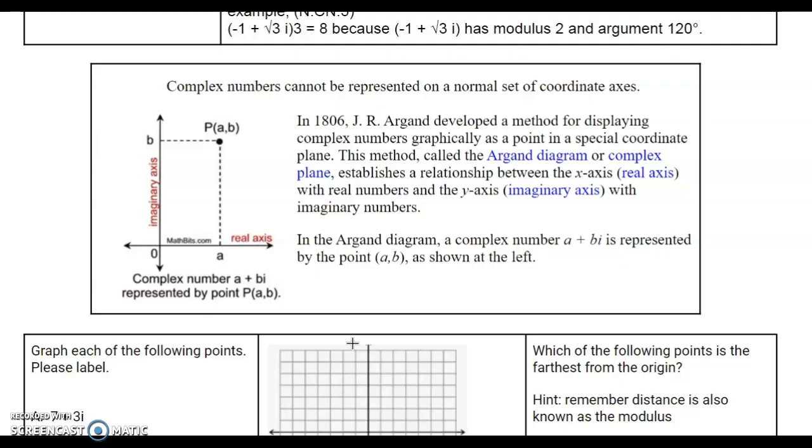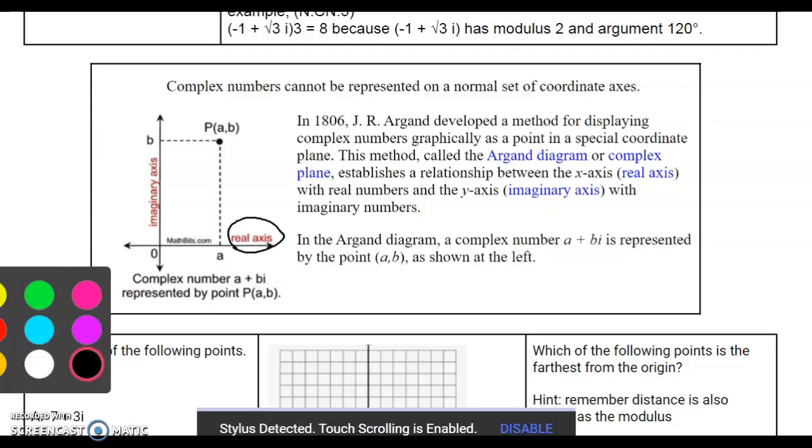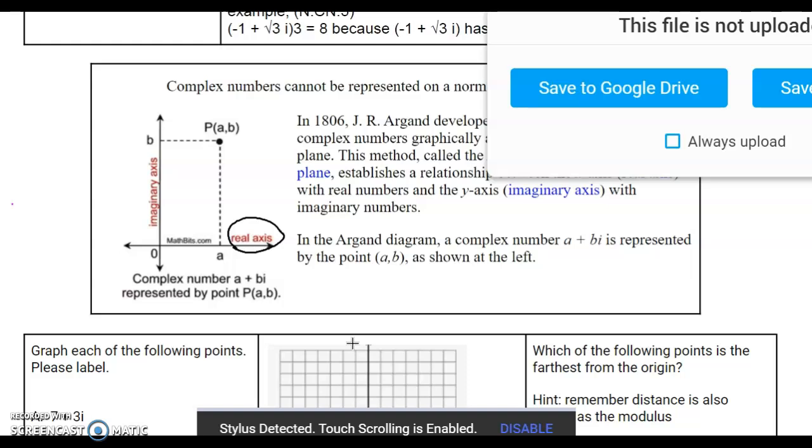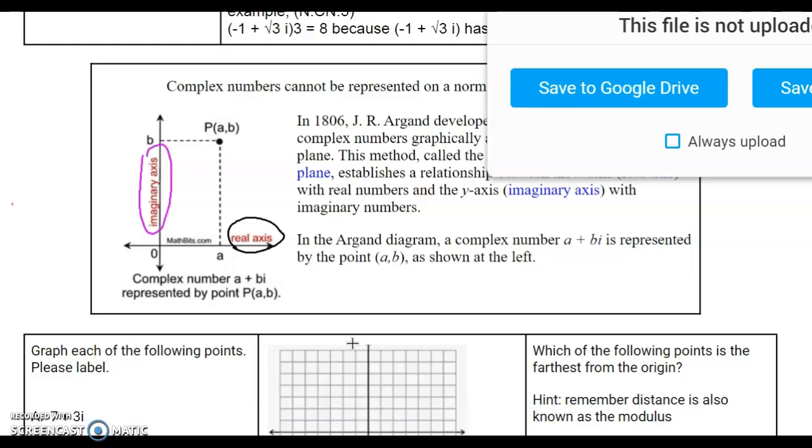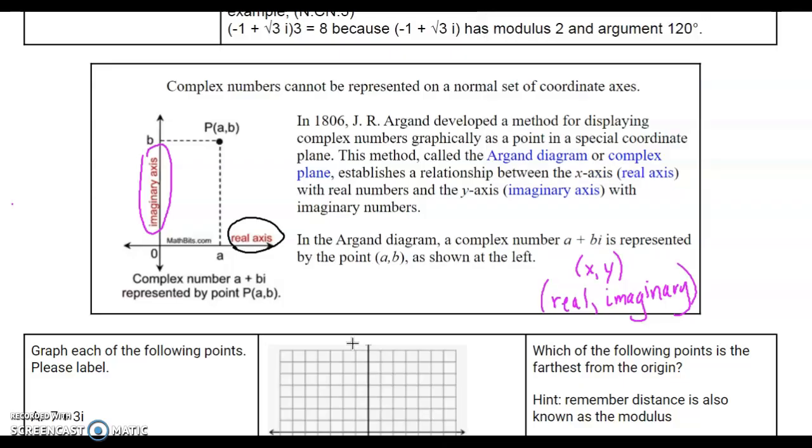Instead of an x-y axis, the typical x-axis is going to be for the reals, and the y-axis refers to the imaginary, okay? So typically you're used to x and y, but on the imaginary plane, we're going to let this be the real value and then the imaginary part, okay? And it still moves the same way: plus, minus, up, down, left, right.